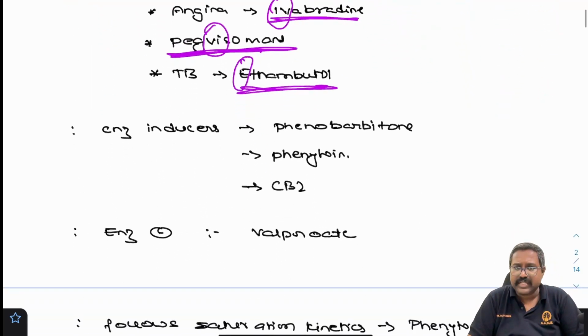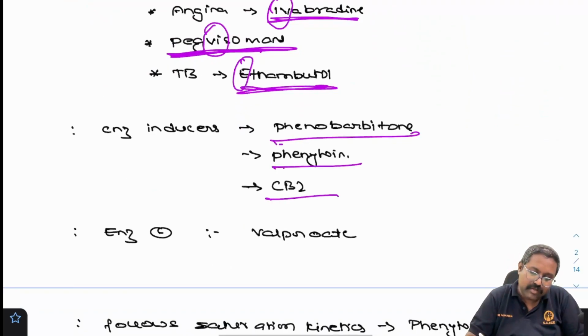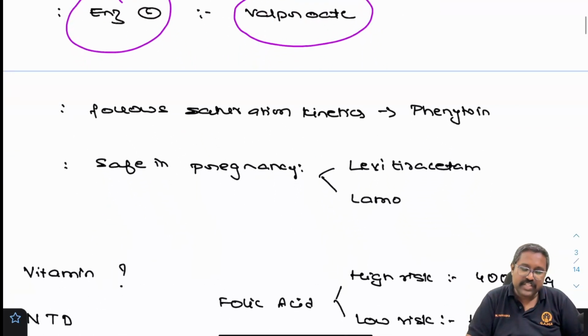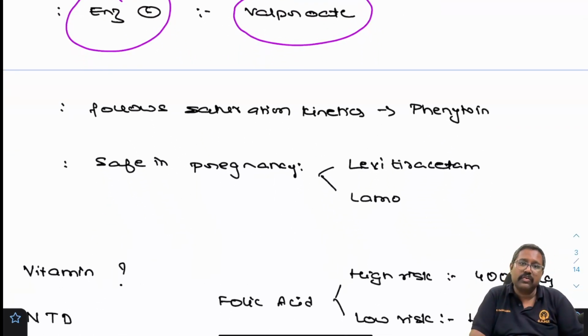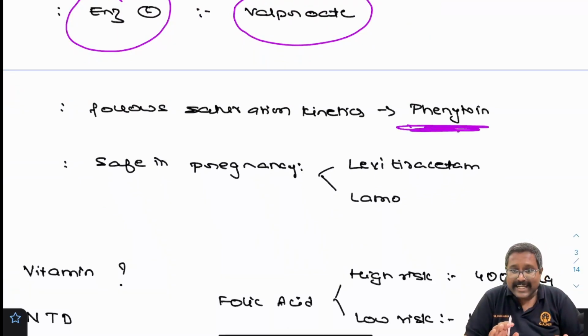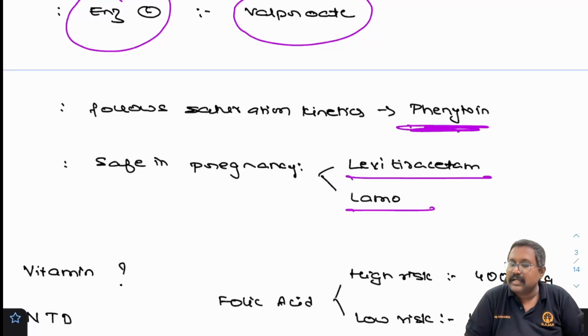We have enzyme inducers: phenobarbital, phenytoin, and carbamazepine are enzyme inducers, whereas the enzyme inhibitor is valproate. Very, very important. Which of the anti-epileptic drugs will follow saturation kinetics? That is phenytoin. Which is the anti-epileptic which is safer in pregnancy? We have two drugs which start with L, Lev and Lamo. That is levetiracetam and lamotrigine.